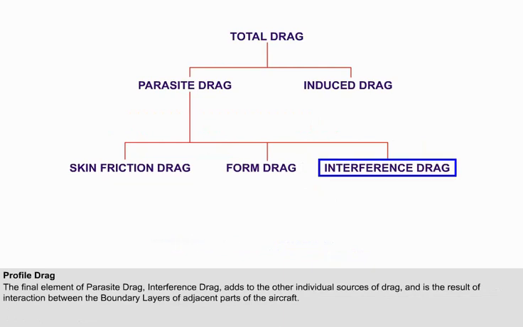The final element of parasite drag is interference drag. When considering a complete aircraft, the parasite drag in total will be greater than the sum of its parts. This additional drag is the result of interaction between the boundary layers of adjacent parts of the aircraft.